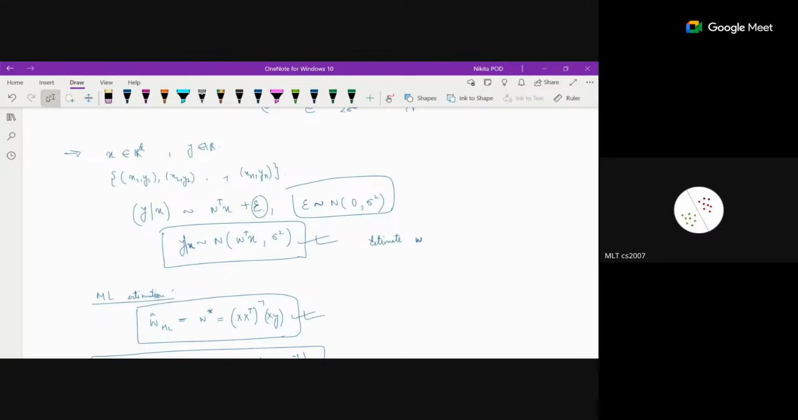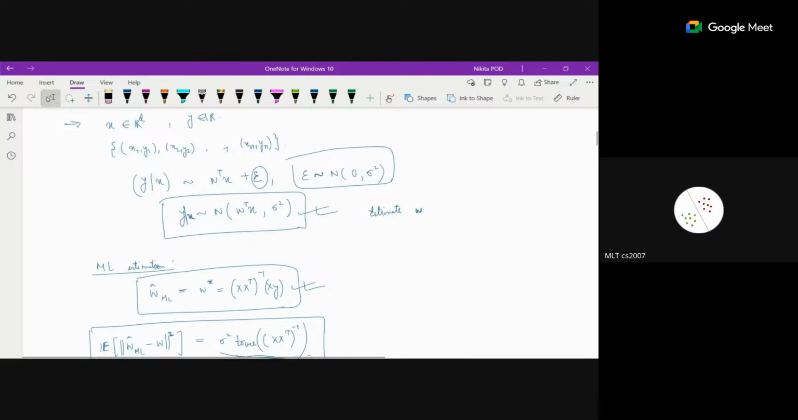It depends on what your epsilon is. Epsilon is the noise, right? So you are even fitting the noise in the data set. For any estimator that you find, you want to know the goodness of the estimator, like you want to check its bias and so on. So here also we want to check the goodness of this estimator W hat ML.